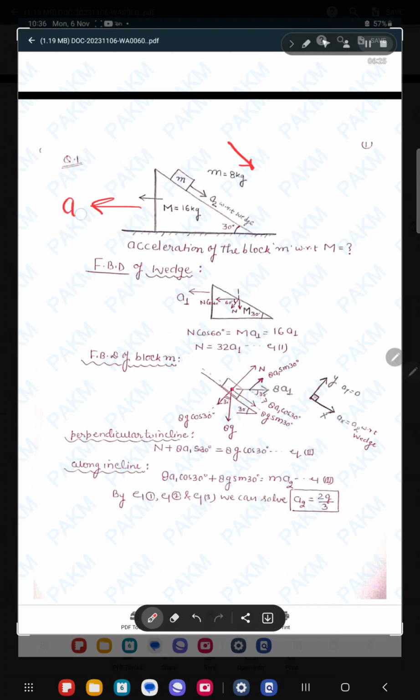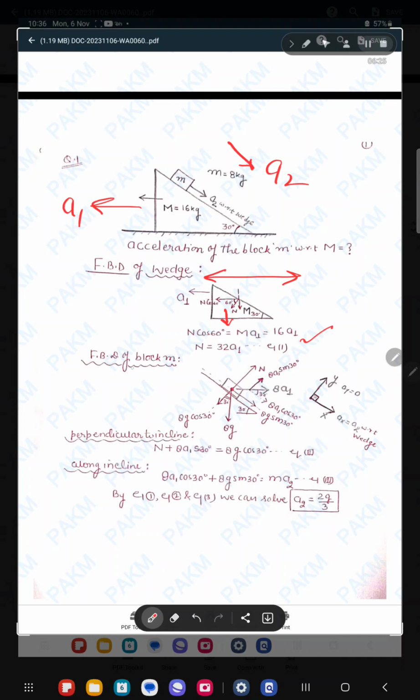Let's say this is moving with acceleration a, and this is a2. So firstly, draw the free body diagram. As you can see, the wedge will have acceleration a from right to left, and the normal reaction by the small block acts on the wedge. mg is also acting on it, in the downward direction. But since we are talking about the horizontal direction, we can say N cos theta, the horizontal component, is equal to M into a. This is equation number 1.